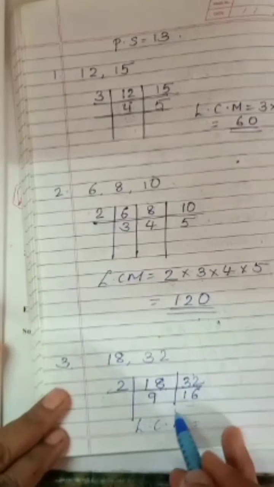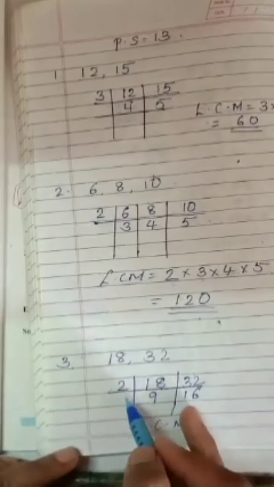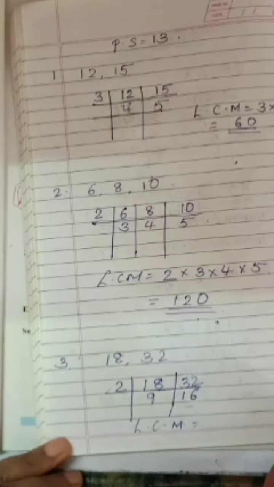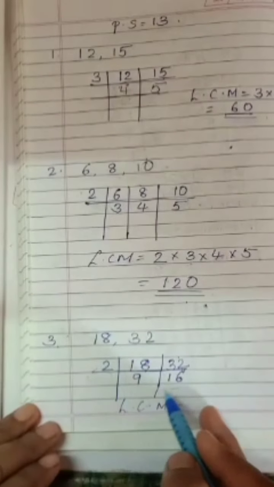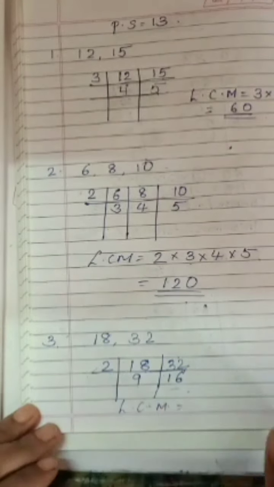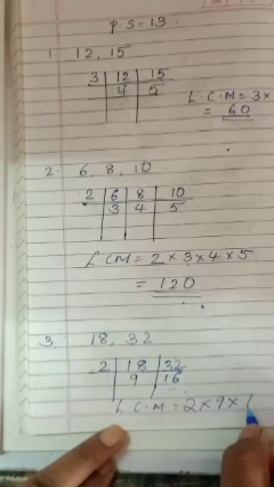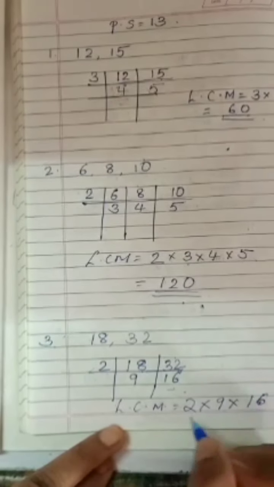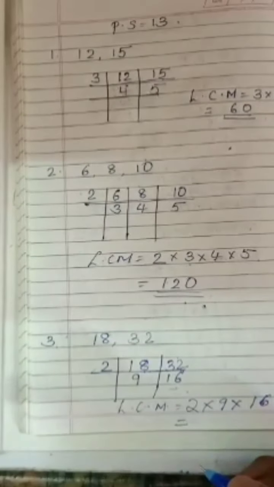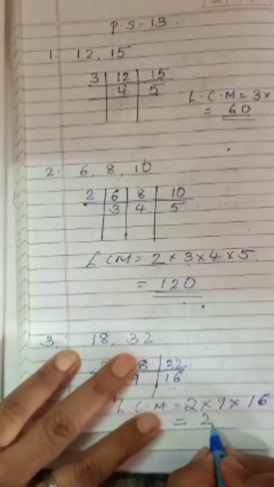Okay, you can do further by taking single numbers, but you can leave the numbers. Remaining numbers are 9 and 16 and the factor is 2. So 2 into 9 into 16 you multiply. The answer you get is 288.